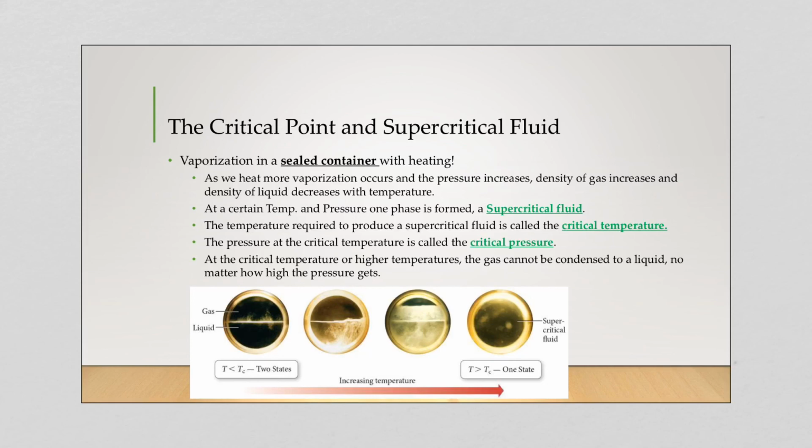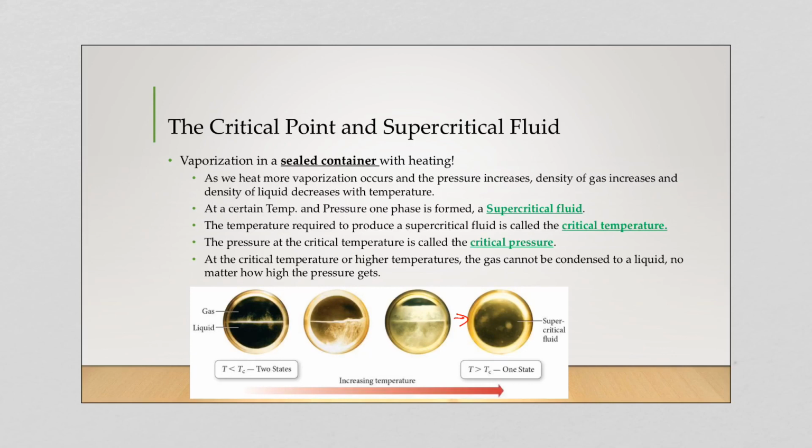Once you reach a certain temperature and pressure combination, you get one phase. So you lose the interface between the liquid and the gas phase. You develop what's called a supercritical fluid, or one phase. So you're increasing the temperature, and at some point you lose the phase distinction, and you get a supercritical fluid phase. The temperature you have to go to in order to produce a supercritical fluid is called the critical temperature. The corresponding pressure is the critical pressure.